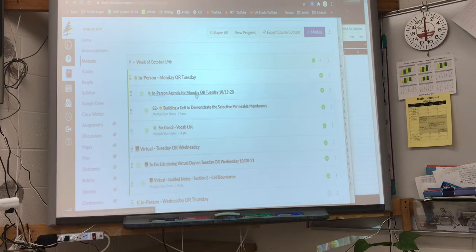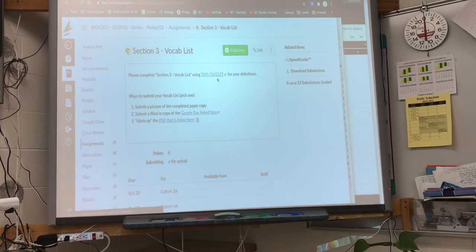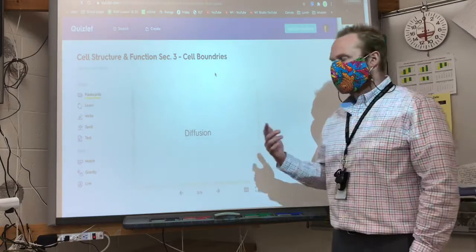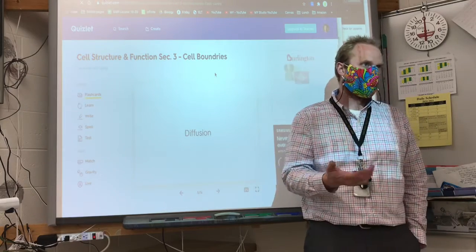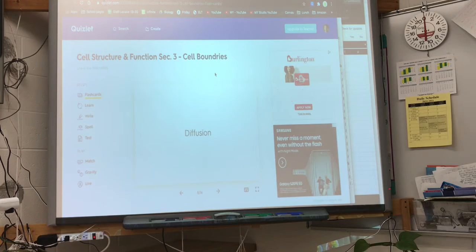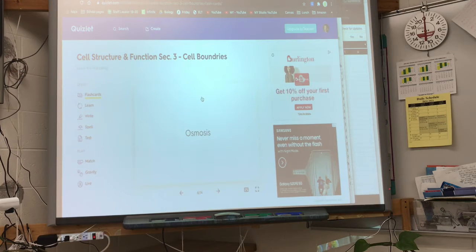That's why we gave you the Section 3 vocab list. You can get to it either from the in-person agenda vocab list, or from modules. Then there's a Quizlet, and this Quizlet matches all of your terms on that Section 3 vocab. That's how we intend for you to define, like, diffusion. What is diffusion? Diffusion is the movement of molecules from an area of higher concentration to an area of lower concentration, and you can write that down. You can ask, well, what's osmosis? Osmosis is the diffusion of water. That's how we're going to ask you to get those definitions.